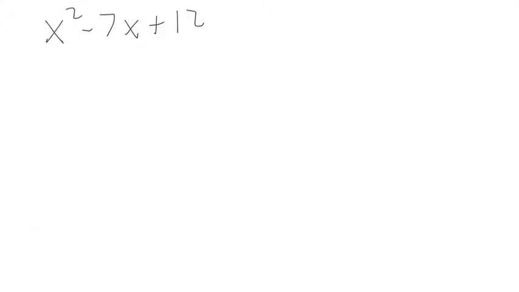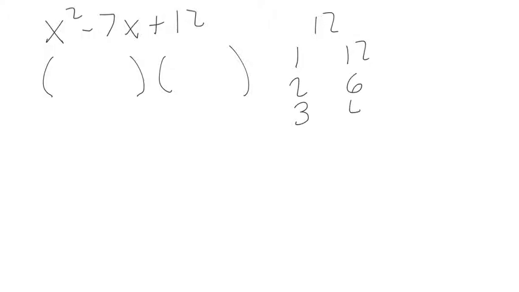Okay, now if you're confused here, the best way to start, again, is to start off by drawing the two sets of parentheses. Then you start listing the factors of that last number. So the factors of 12: you could do 1 and 12, then 2 and 6, 3 and 4. Now that I've gotten up to 3, if I try to go any higher than 3, I'm going to end up repeating these. So these are all the factors of 12.